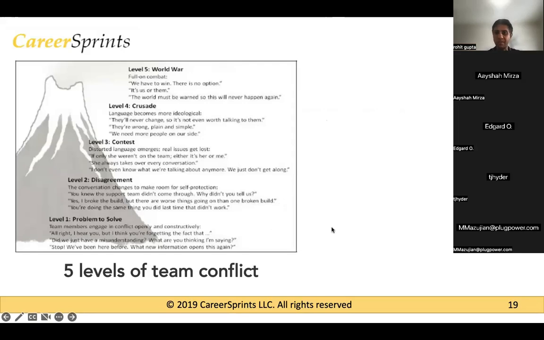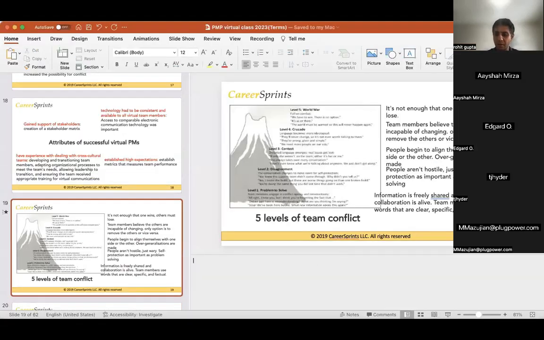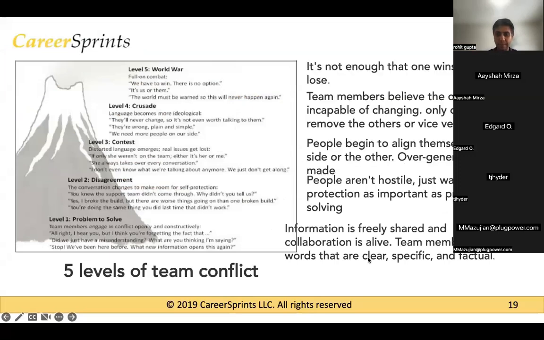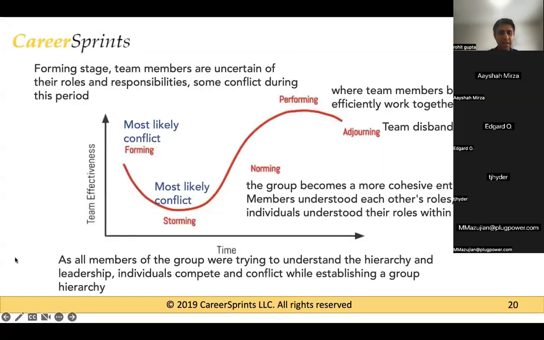Now, just give me 1 second. Now the next concept that we will talk about is going to be on, okay, let's first talk about Tuckman's 5 stages of group development, and then we will go back to the previous slide. So I've skipped a slide, but we'll go back to it.